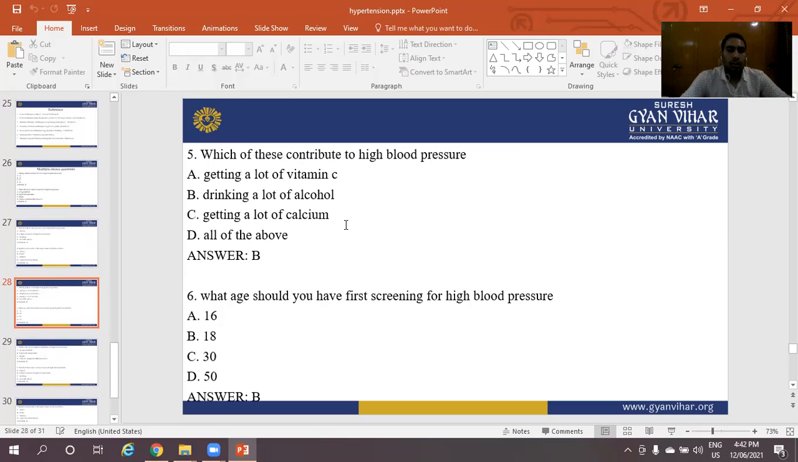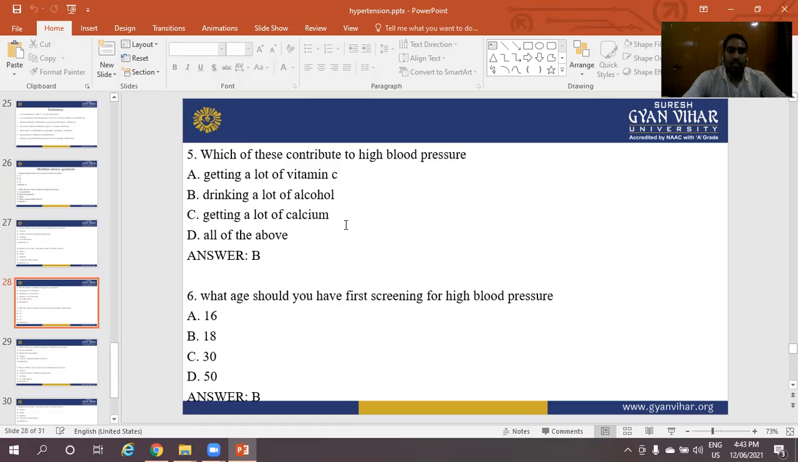Which of these contribute to high blood pressure? Option A is getting a lot of vitamin C. Option B is drinking a lot of alcohol. Option C is getting a lot of calcium. Option D is all of the above.